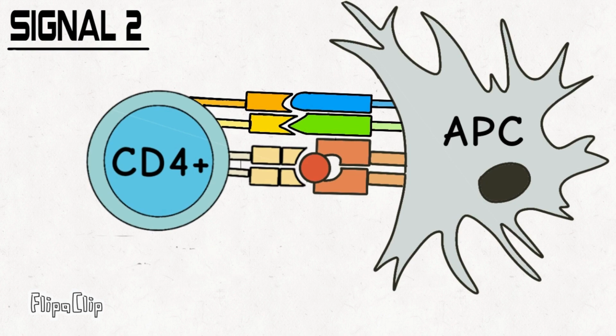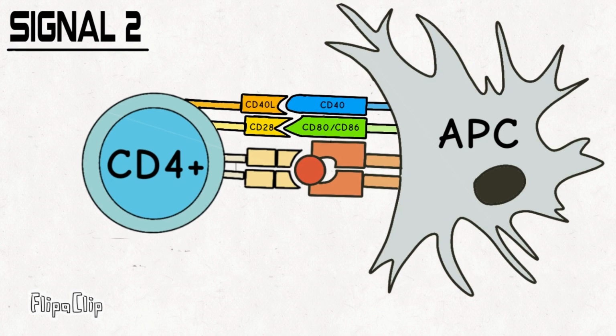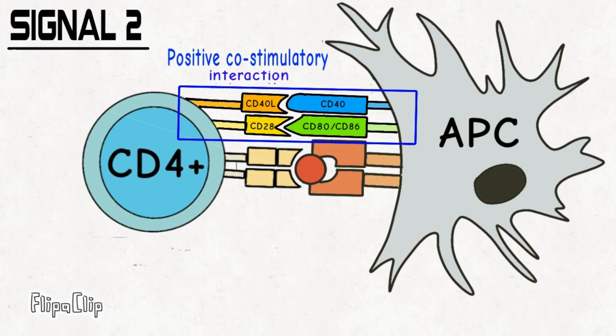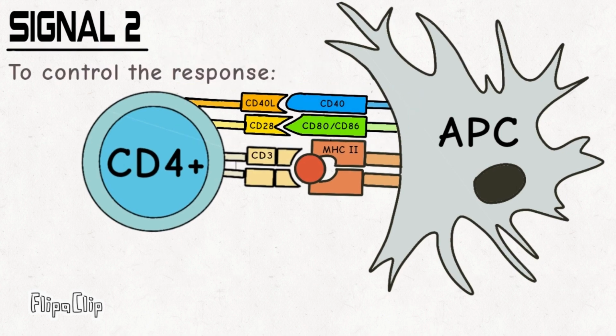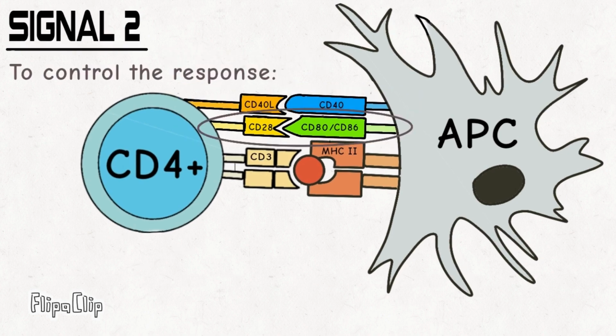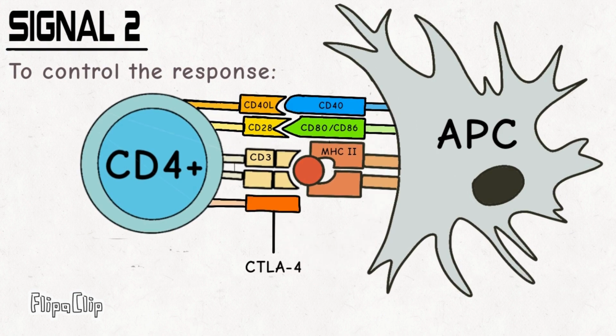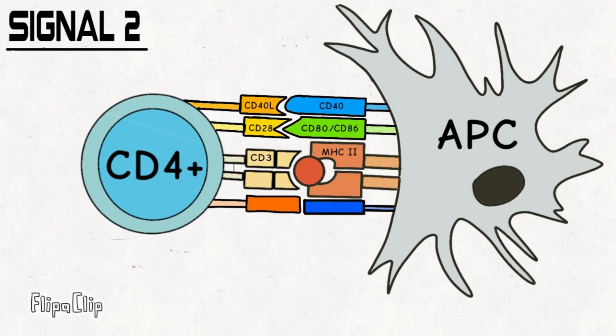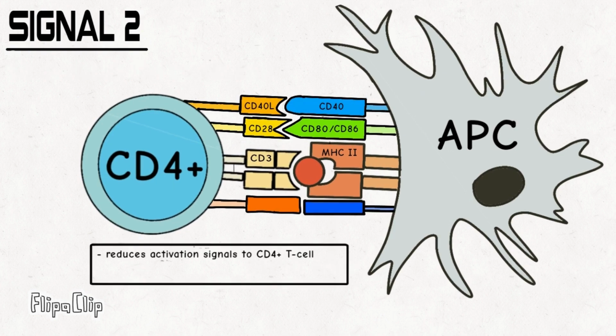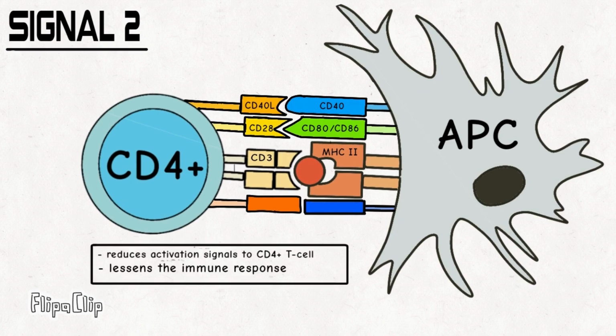The binding of CD28 to either CD80 or CD86 and CD40L to CD40 is called positive co-stimulatory interaction. However, to control the response, stimulation of CD28 by either CD80 or CD86 induces the production of CTLA4 on CD4 positive T cell, which competes with CD28 for CD80 and thus reduces activation signal to CD4 positive T cell and lessens the immune response.